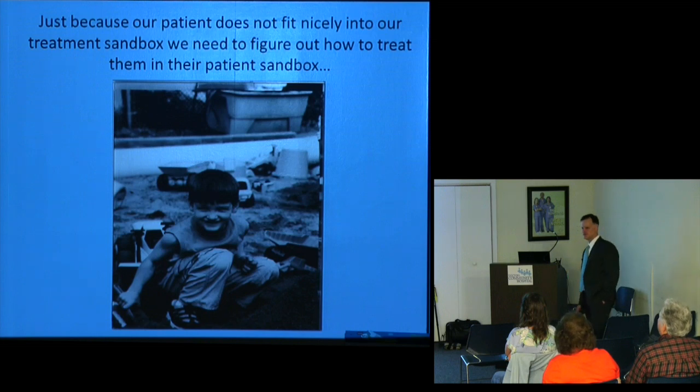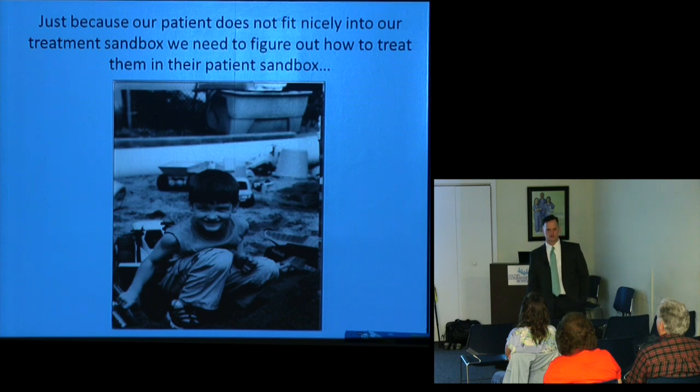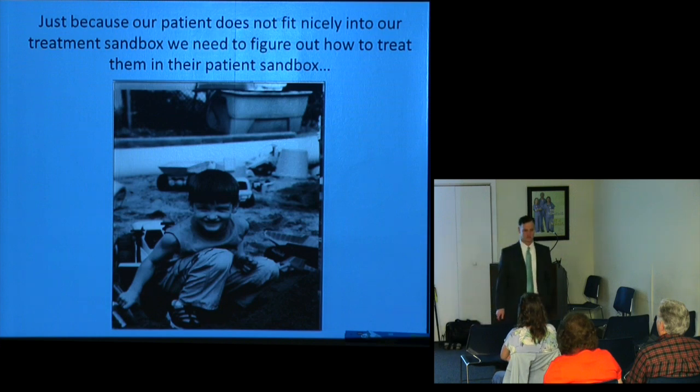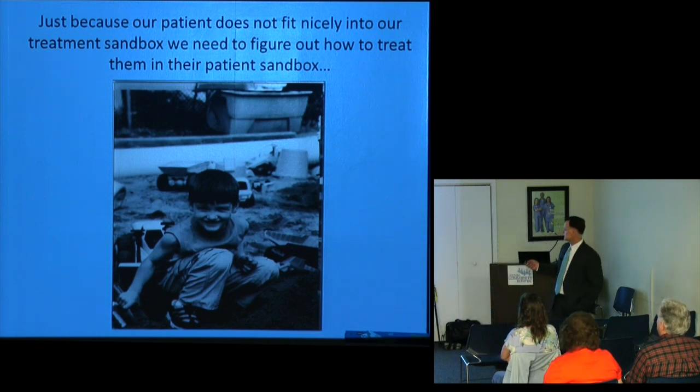This is my son Ryan when he was 3. He's at preschool in the sandbox. This picture, when I saw it, when I was thinking about doing this lecture, and a lot of my patients tell me, I'm trying to fit into the doctor's treatment box. It's not working. They tell me there's nothing wrong with me. It's not your job to fit into your doctor or your physical therapist's treatment box. It's our job to come into your sandbox and treat you. That makes sense? So that's basically what I meant by that.